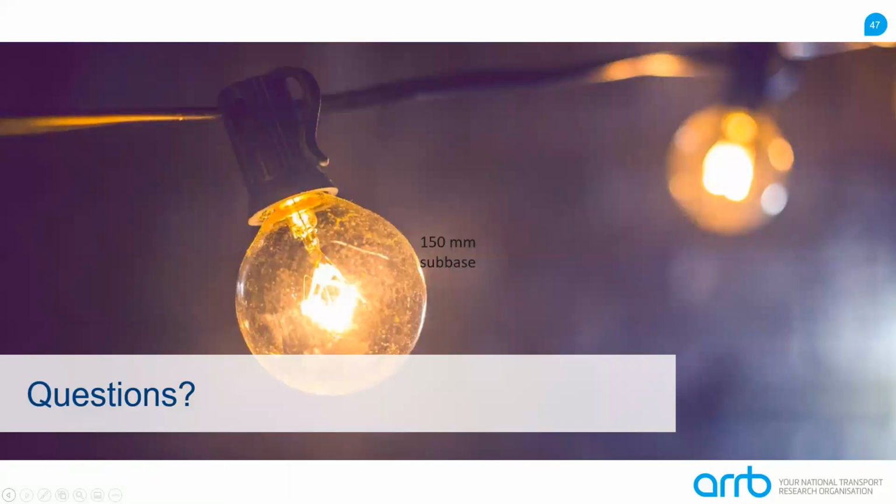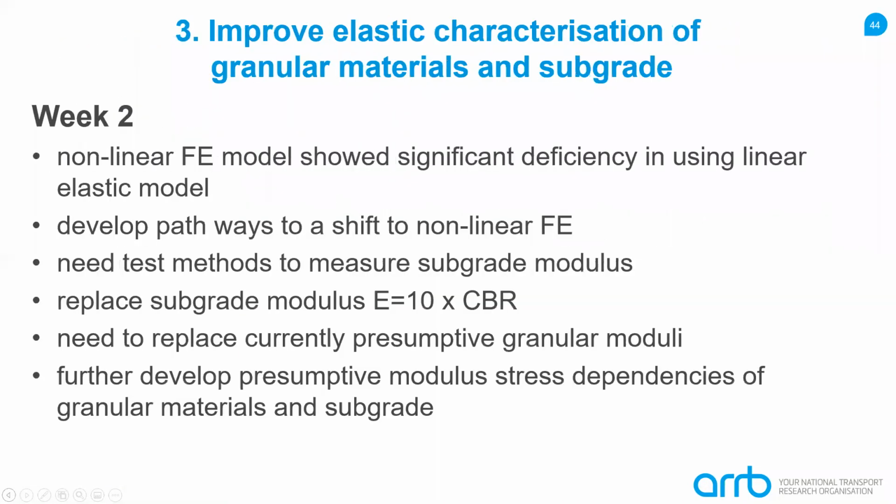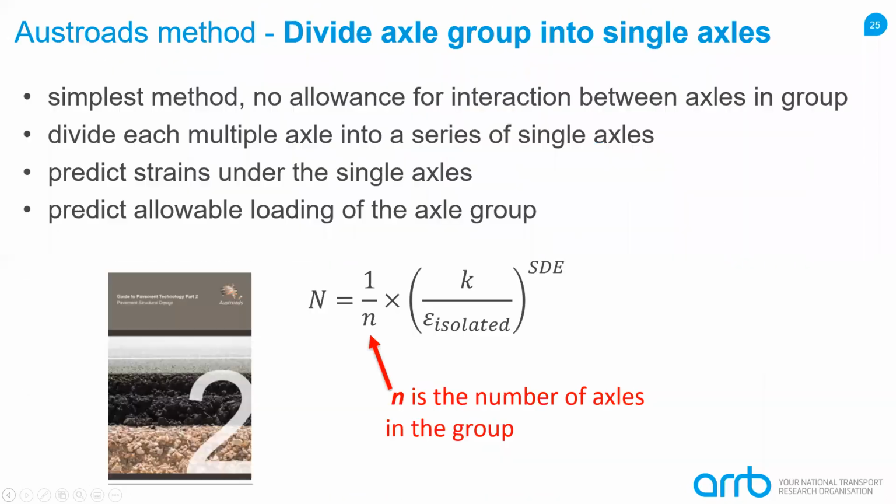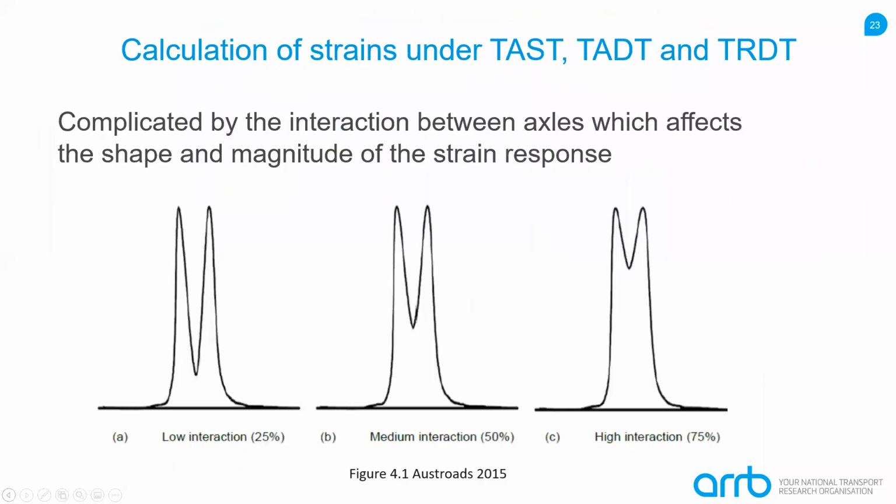The interaction between axles, I think the slide number is not mentioned. So as thickness of the pavement increases, the interaction between axles will increase significantly. So how is it taken into account in the pavement design? Right.